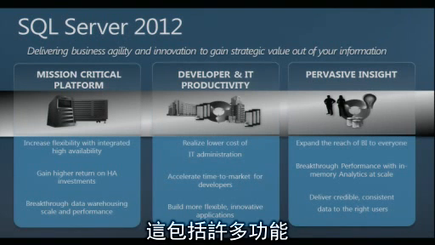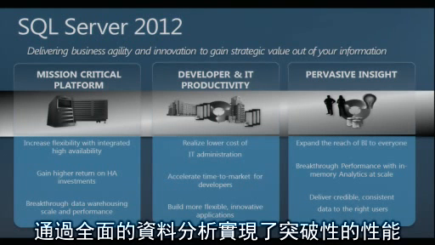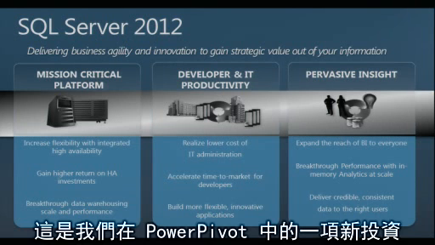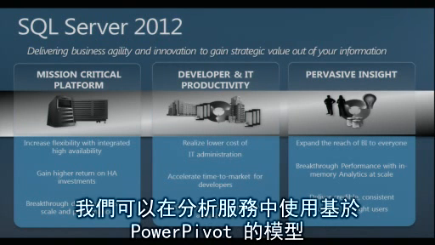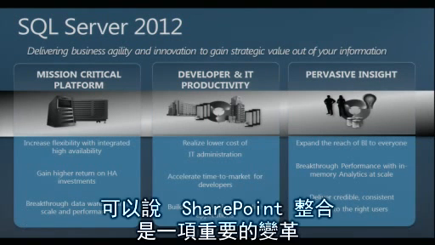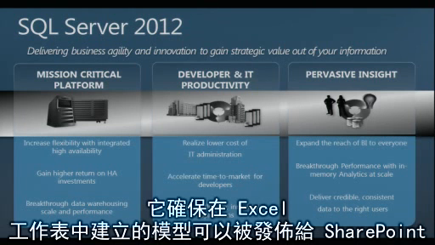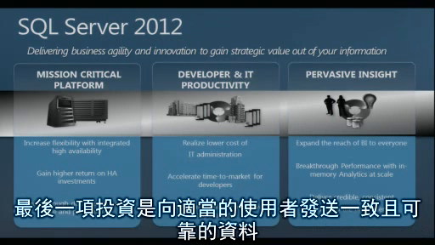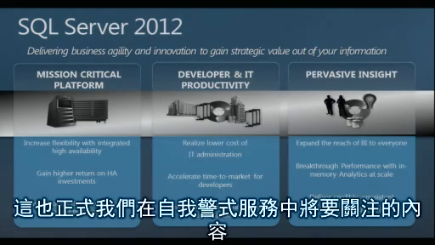Within this, we have a number of items. We have breakthrough performance with analytics at scale. This is our new investment in Power Pivot, and the ability to host Power Pivot-based models inside analysis services as tabular models. Then there's being able to reach everyone with BI. This is a transformational integration with SharePoint, making sure that models created within Excel workbooks can be published to SharePoint. And lastly, the ability to deliver consistent, credible data to the right users. That's really where we're going to focus on self-service alerting.